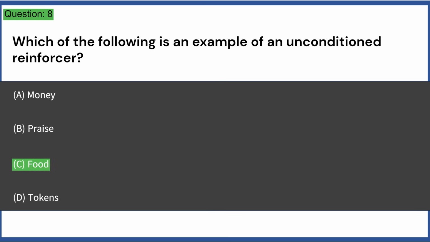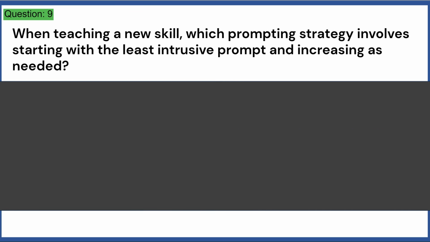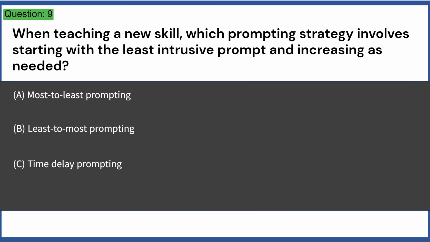Answer: C. Food is an unconditioned reinforcer because it is naturally reinforcing without prior learning. When teaching a new skill, which prompting strategy involves starting with the least intrusive prompt and increasing as needed? A. Most to least prompting. B. Least to most prompting. C. Time delay prompting. D. Stimulus fading.